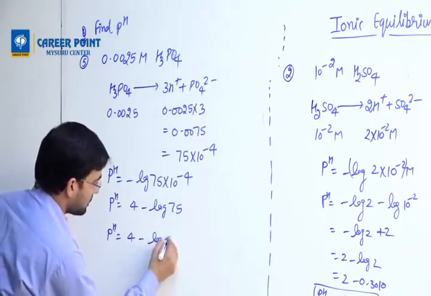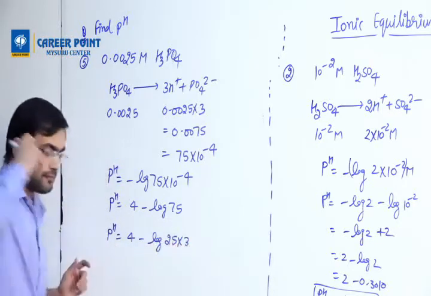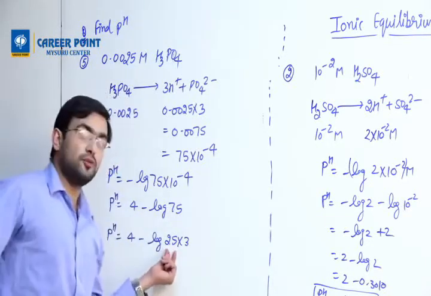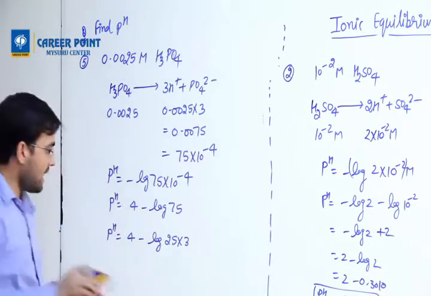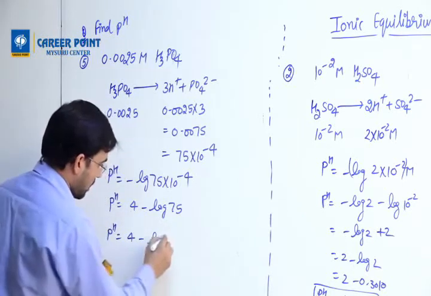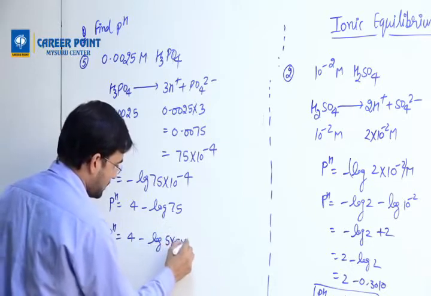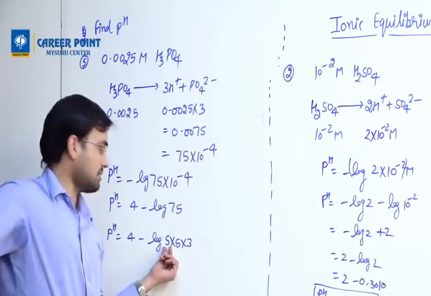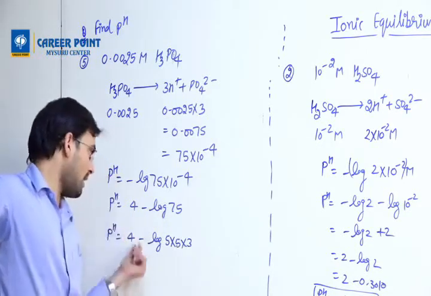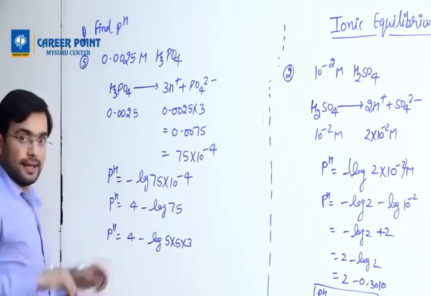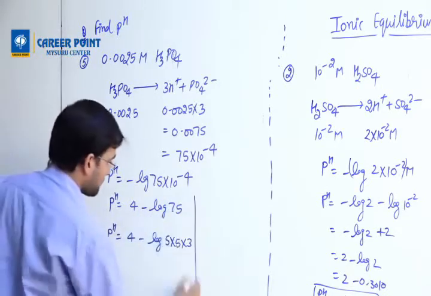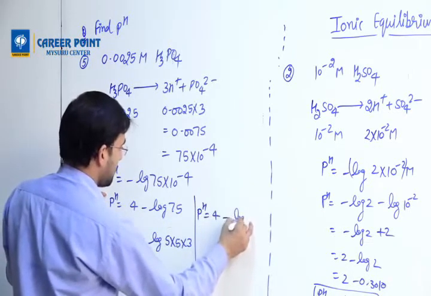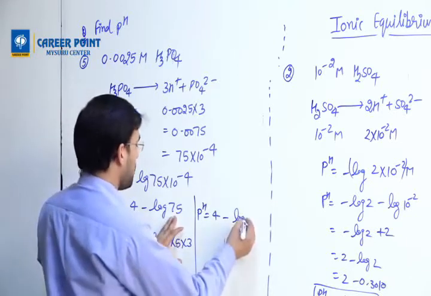4 minus log of 25 into 3. 25 threes are 75. 25 could be written as 5 square, right? So I can write it as log of 5 into 5 into 3, so log 5 plus log 5 plus log 3, and then we are able to solve. And directly also I can solve with this method. pH equals 4 minus log 75, and this 75 is nearer to 80.